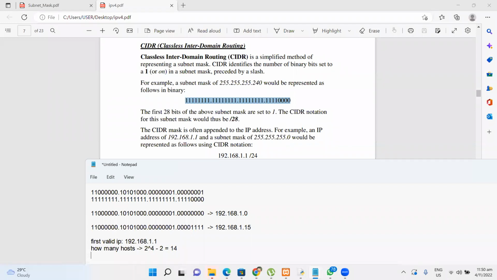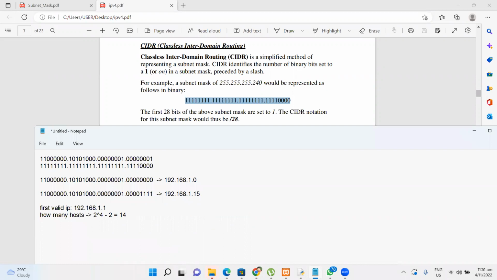Okay, what are the networks? Another question that they can ask is, what are the possible networks of this network? You have to change it like this. So the network changes when this IP changes. This is zero initially. When this is set to one, the next network comes. So these are the valid networks, you can say.